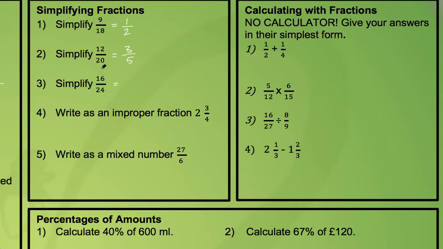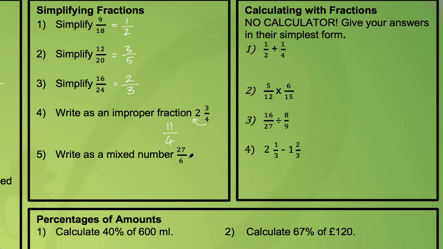Highest common factor of these, 16 and 24, is 8. You might think of 4, but actually 8 goes into both of those. So 8 goes into 16 twice and into 24 3 times. Right, as an improper fraction, 4 times 2 is 8, and then add the 3, that's 11. So as an improper fraction, that's 11 over 4. That was 4 times 2 is 8 plus the 3.